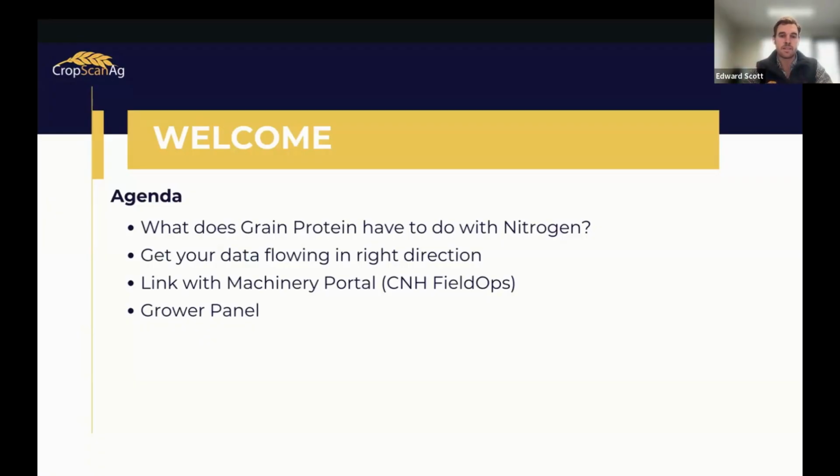And we're fortunate to have Tony Blair from CNH to run through Field Ops and how that, as an example, is linking in and integrating with the CropScan solution. And then what's really exciting, we do have a grower panel today, which really hits home on how growers in the real world are using this technology to start making informed decisions and having impact on their overall crop production. So I want to start with just some of the basics on the data, but really bring it home with some of that grower panel.